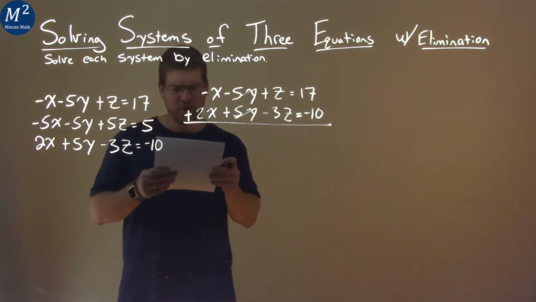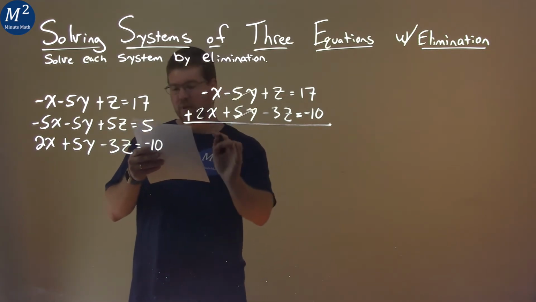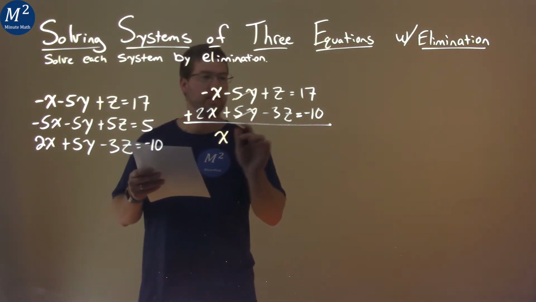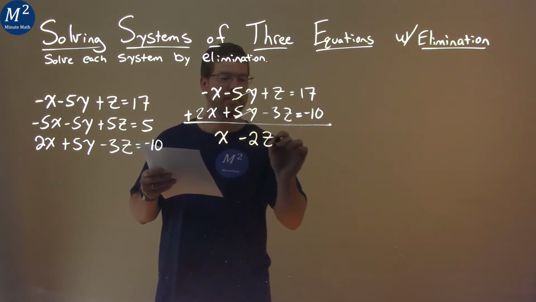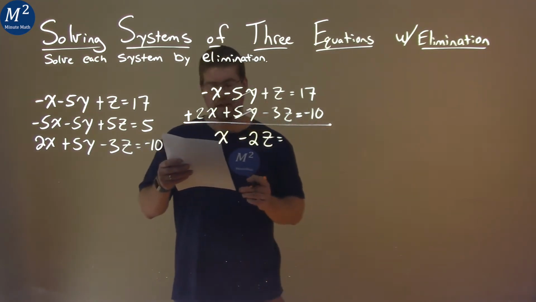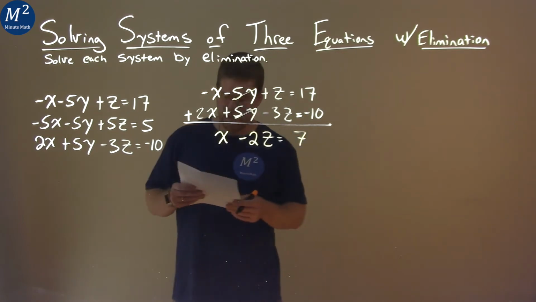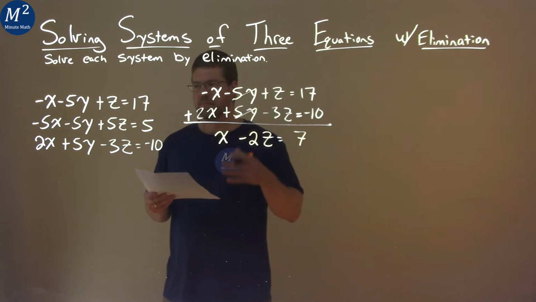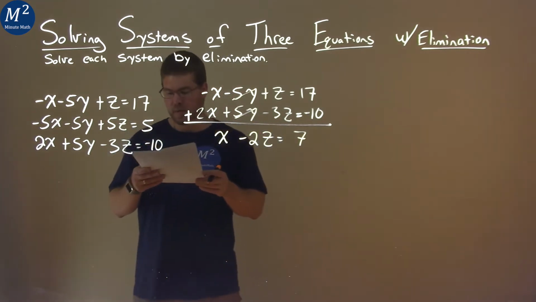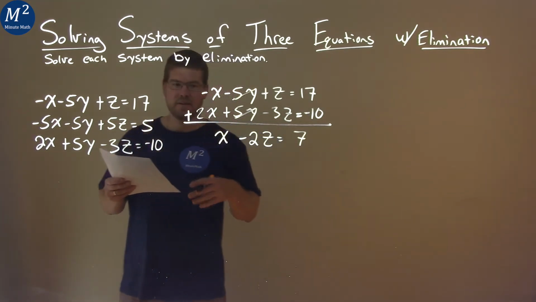So let's add the other parts. Negative x plus 2x is a positive 1x. z plus a negative 3z is a negative 2z. And 17 plus a negative 10 is a positive 7. But right now, we still have an equation with two variables. So we have to do elimination again. Let's go find two equations that we can eliminate.